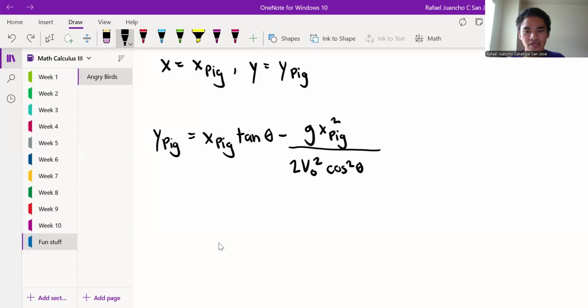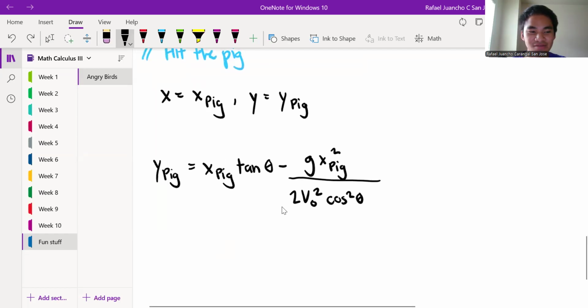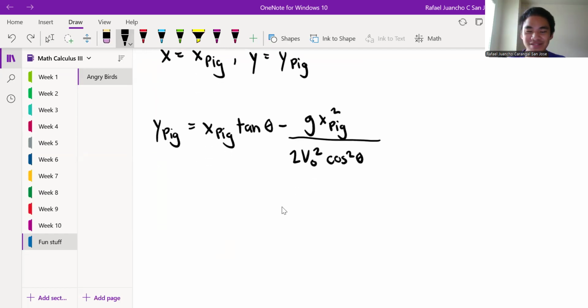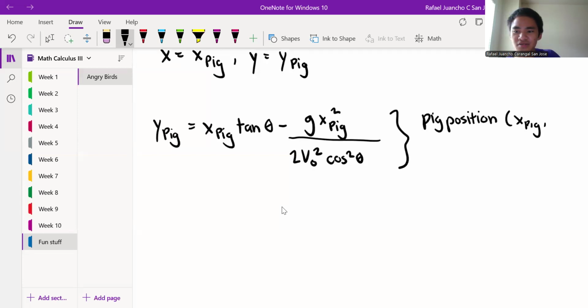What else? We have our launch speed. So when our bird launches, after we eject him, or after we slingshot the bird out of the slingshot. After we release the bird from the slingshot, which is, let's actually write that down. So here we have pig position, or where it's located basically. I should have said location, but anyways. So we have x pig and y pig.